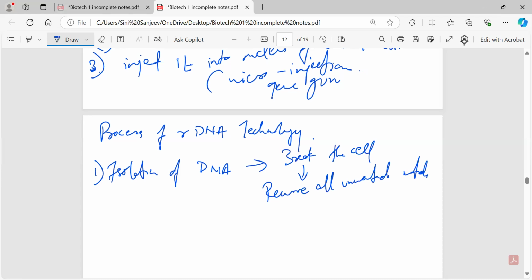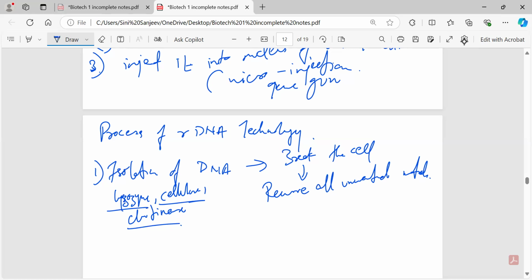To do this, you can treat the cells with certain enzymes. There are plenty of enzymes, like lysozyme, or if it's a plant cell, cellulase. If it's a fungus you're acting on, then you have chitinase. These are the enzymes which act on the cell wall. The plant cell contains cellulose, so you use the cellulase enzyme. Fungus contains chitin, so you use the chitinase enzyme to break whatever wall is there.